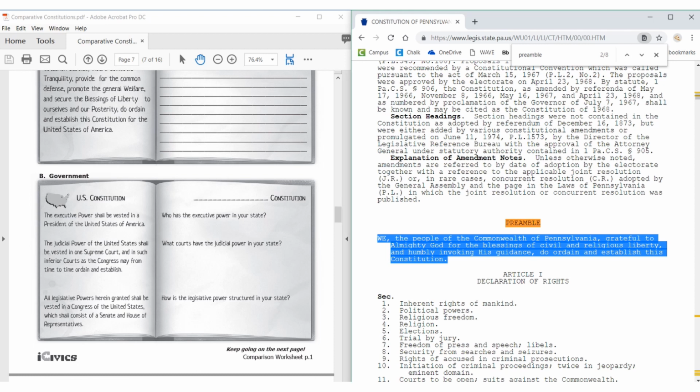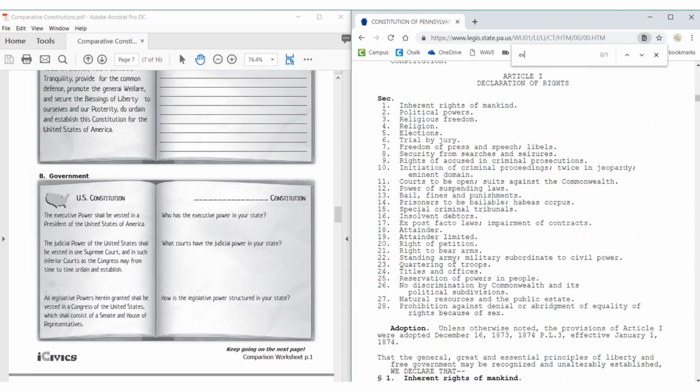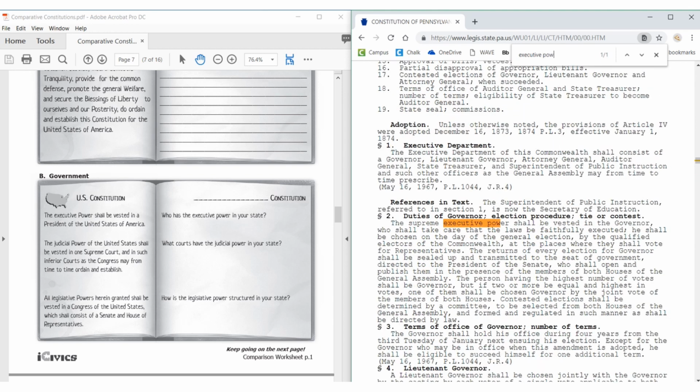"The executive power shall be vested in a president of the United States of America." Well, let's find that in our Constitution, and instead of just searching executive, which gives me 16 responses, I'm going to search executive power, because that seems like something both of those would have in common. I see right here, one result: the supreme executive power shall be vested in the governor, who shall take care that laws be faithfully executed.